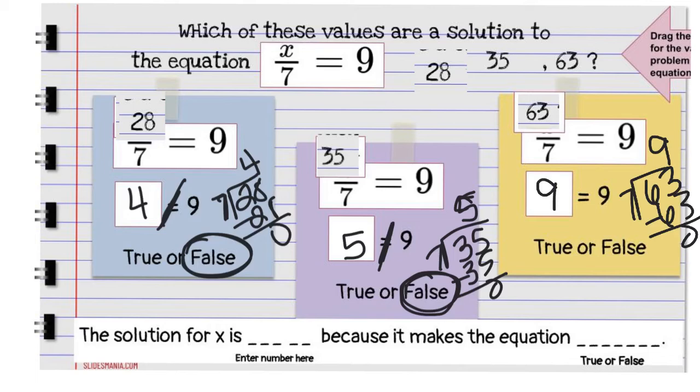So we put 9 here. 9 is equal to 9, so this one is true. So that means 63 is my answer.